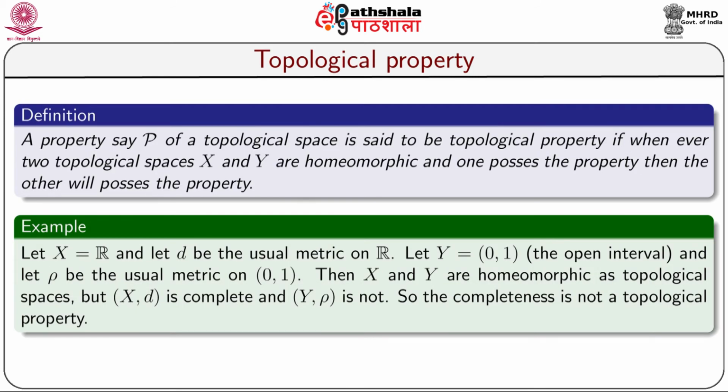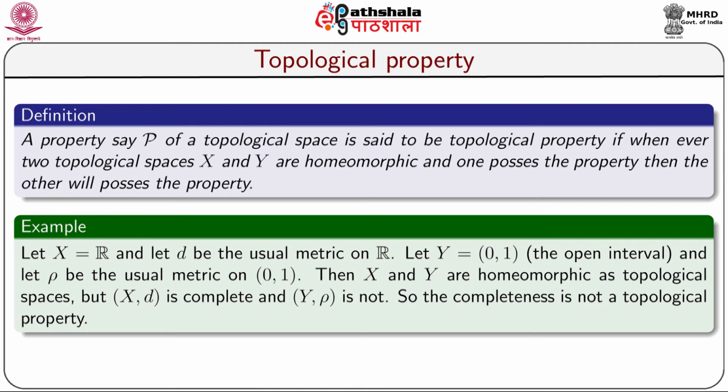Now, as we have claimed, we formally define topological property. Definition: a property, say P, of a topological space is said to be a topological property if whenever two topological spaces X and Y are homeomorphic and one possesses the property P, then the other will also possess the property P. Let us consider the following example to make clear what is called a topological property.